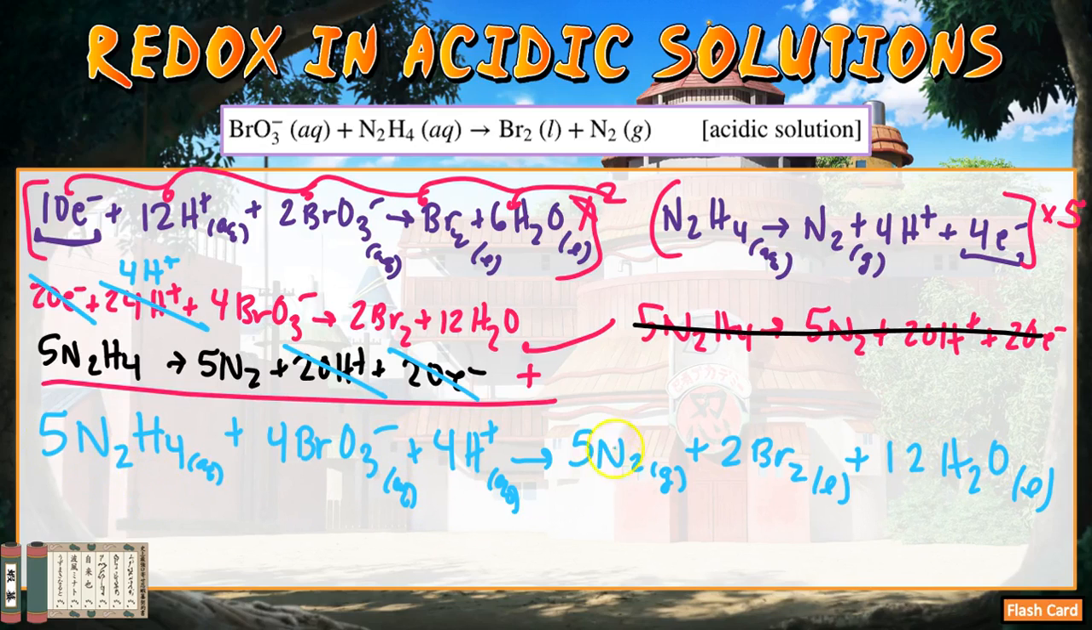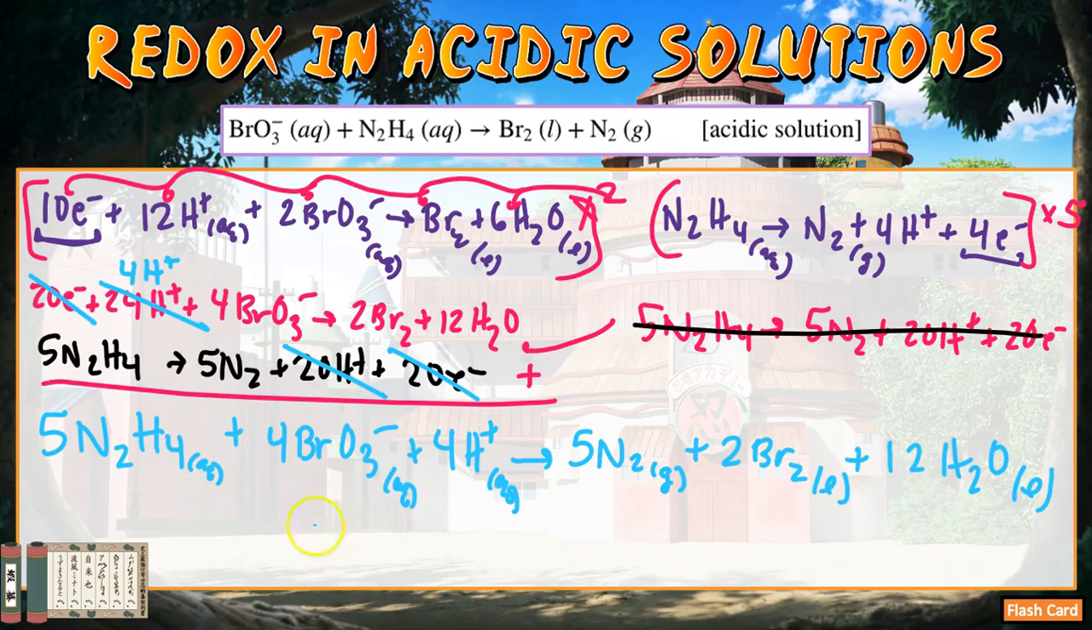I have 10 on this side, 10 on that side, so we're good. How many bromines do I have? I have 4 on this side, 4 on that side, so we're good, right? How many oxygens? I'm going to have 12 on this side, and then I have 12 on this side. We are good. And then as far as charge, we've already gotten rid of the 20 electrons on both sides. So again, the charge should be 0 and everything is balanced out.